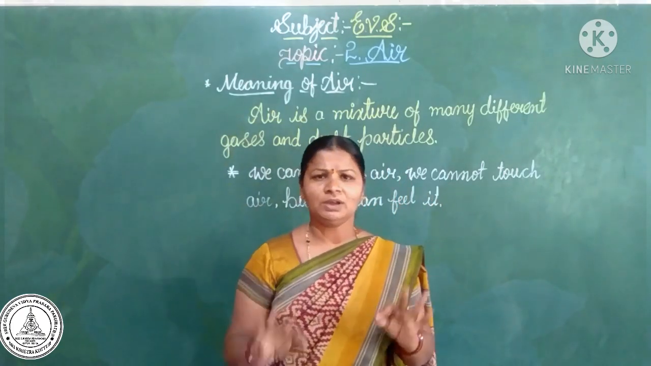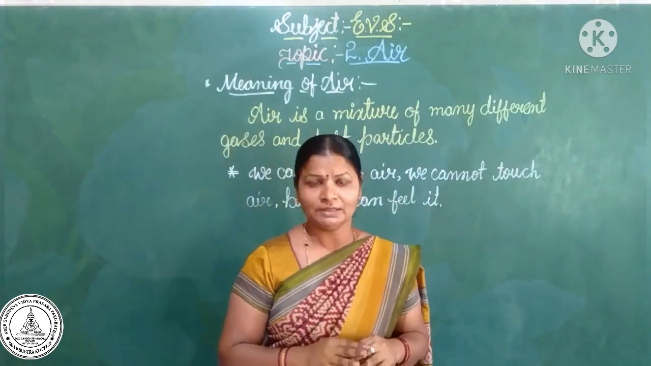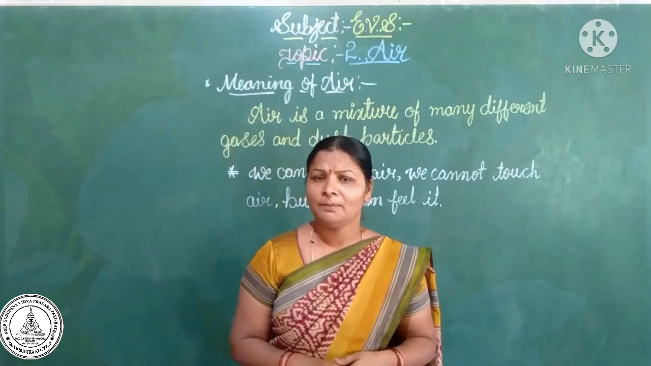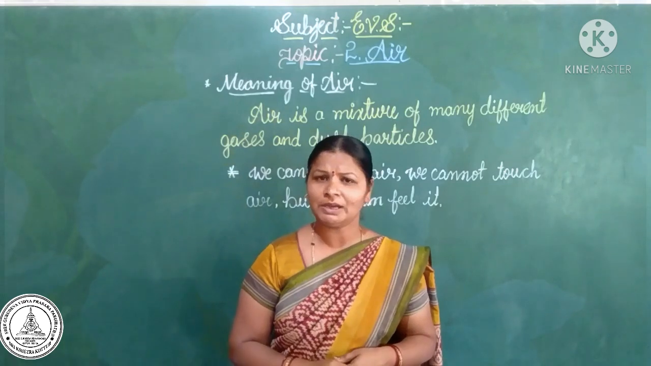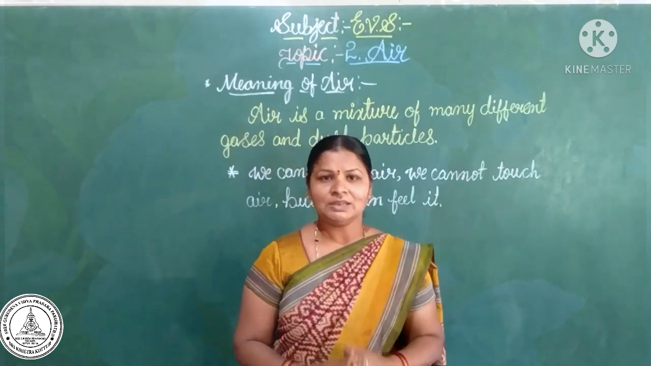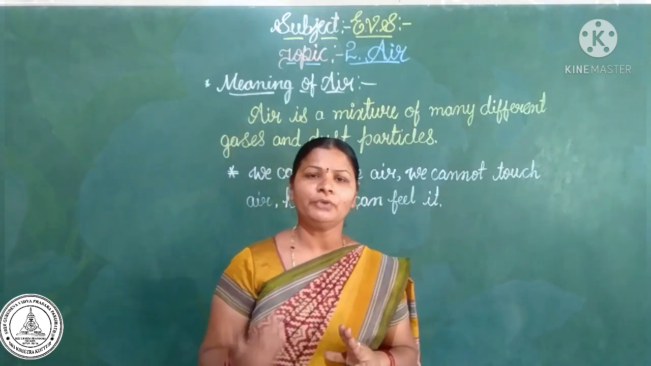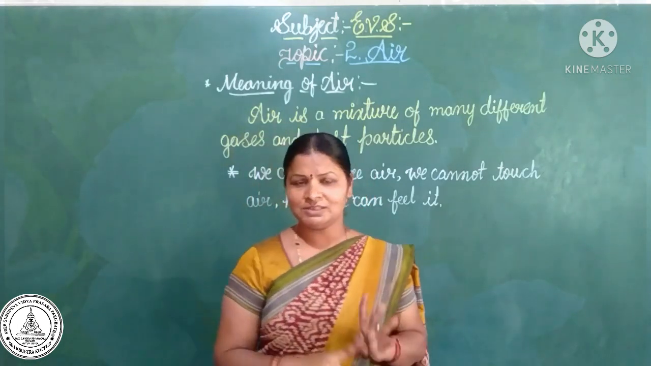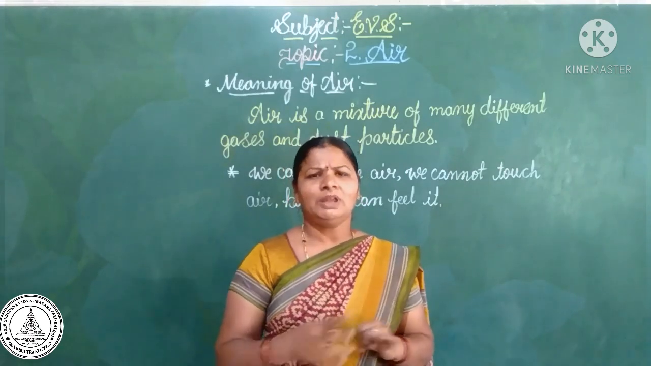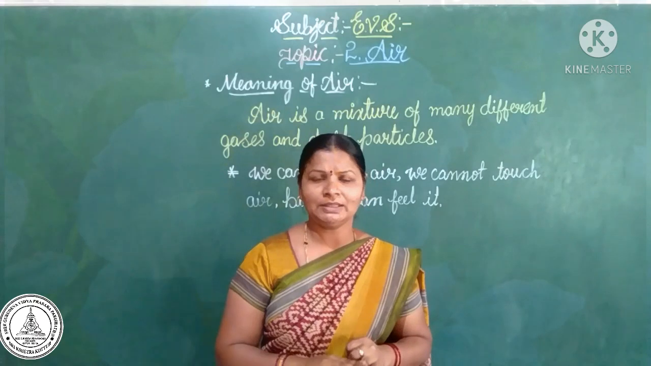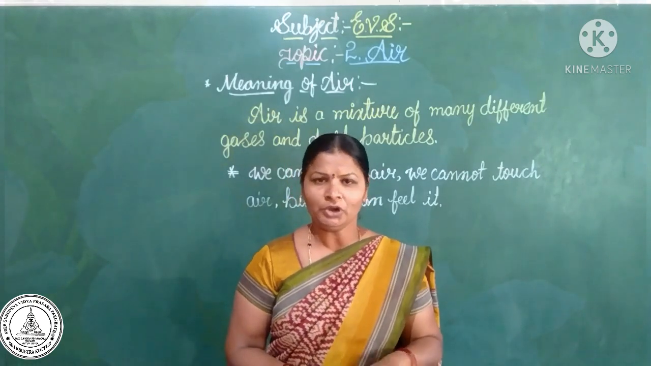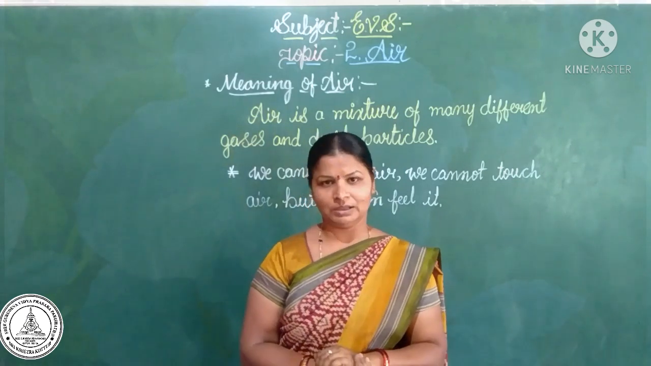Okay, so when the air blows, at that time what are you doing? Yes, suddenly we close our eyes because dust particles are coming right near our eyes, right? So air is a mixture of many different gases like oxygen, carbon dioxide, nitrogen. Like that, gases are included in the air and also dust particles. Okay, now you understand the meaning of air, right?